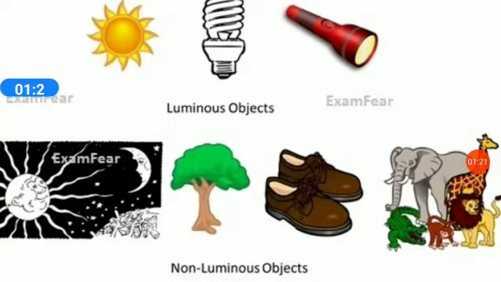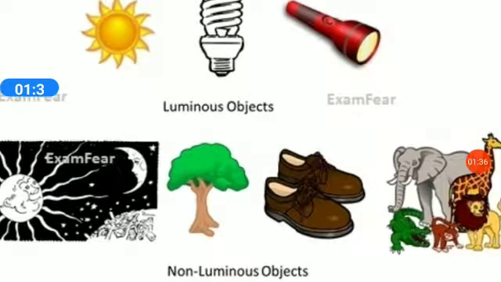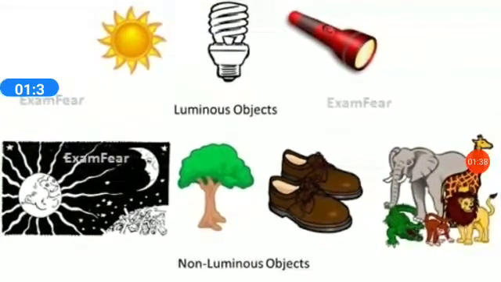Luminous objects like the sun, our natural source of light, tube lights, electric bulbs, your torch, and a candle are sources of light, and they are called luminous objects. Non-luminous objects like the moon: the moon does not have its own light, it takes it from the sun. Due to reflection, we can see the light on the moon.